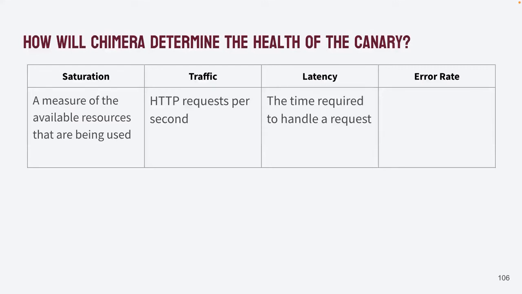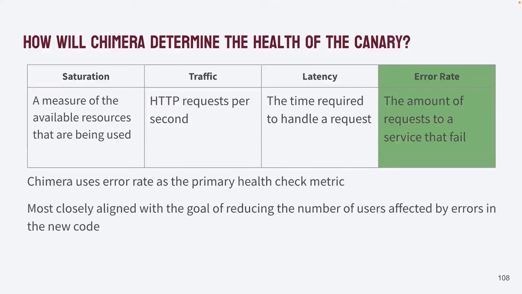So that left us with latency and error rate. And latency is the measure of the time required to handle a request, and error rate is a signal that measures the amount of requests to the service that fail. And failure can mean a lot of things depending on the task the service is supposed to perform, but in many cases, simply capturing all HTTP 500 requests is sufficient. In other cases, this might involve end-to-end testing to actually determine whether the content of the response is what was expected. So we decided for Chimera that error rate would be the primary health check metric.